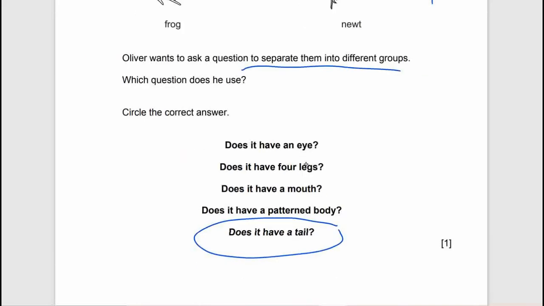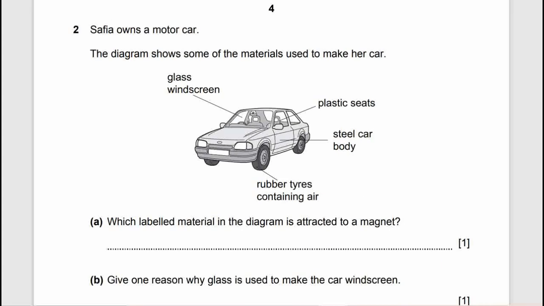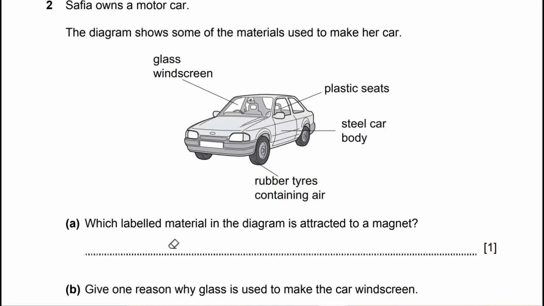Alright, now let's move to the next question. Savia owns a motor car. The diagram shows some of the materials used to make a car: glass windscreen, plastic seats inside, steel car body, rubber tires containing air. Now, which labelled material in the diagram is attracted to a magnet? The material attracted to a magnet will be, of course, steel. So we write steel.